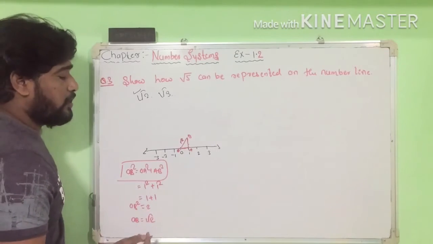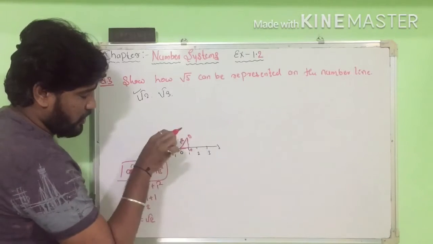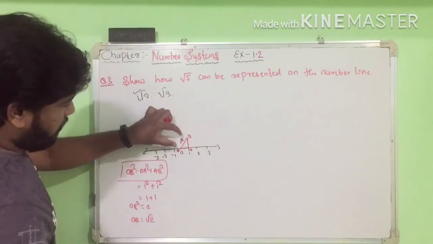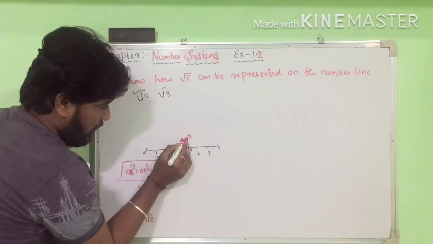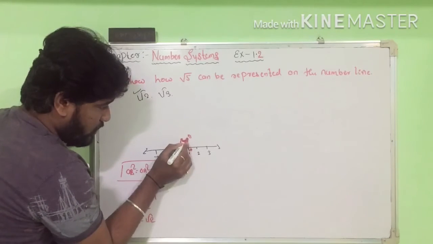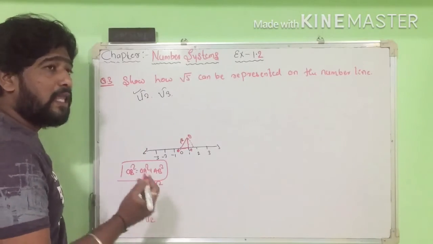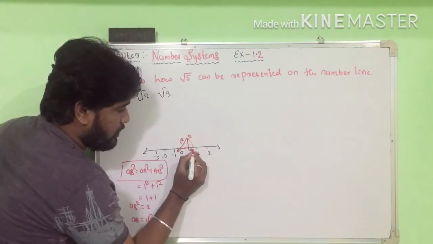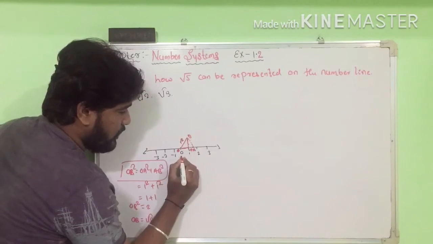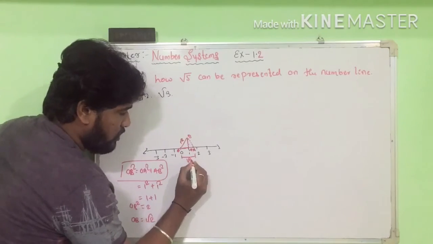Is it clear? So now with the help of a divider, we will take this much distance. So using the divider, we take this much distance and then cut the number line. So this distance cuts the number line with the help of the divider. So here we will cut it, right? So it is our root 2. Then this much distance is called root 2.